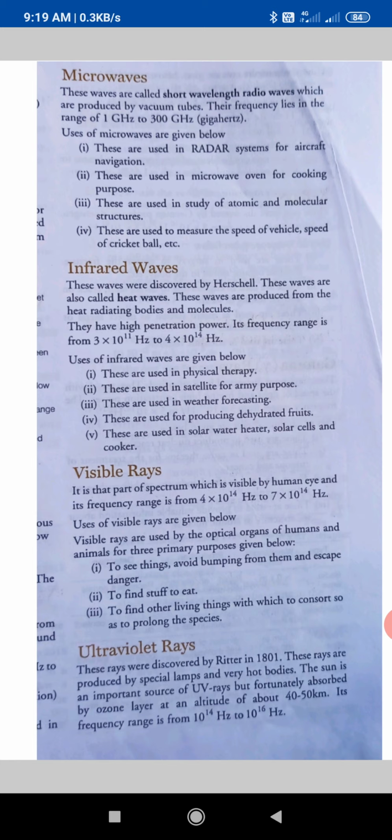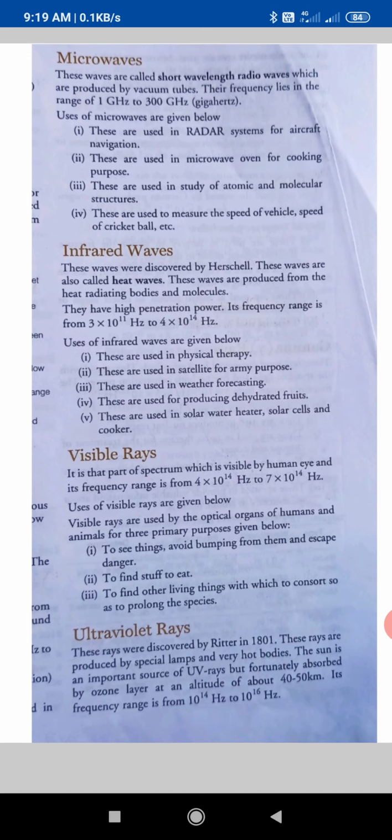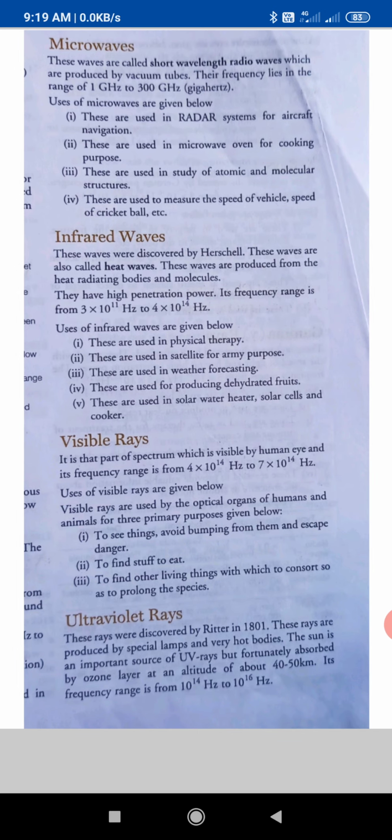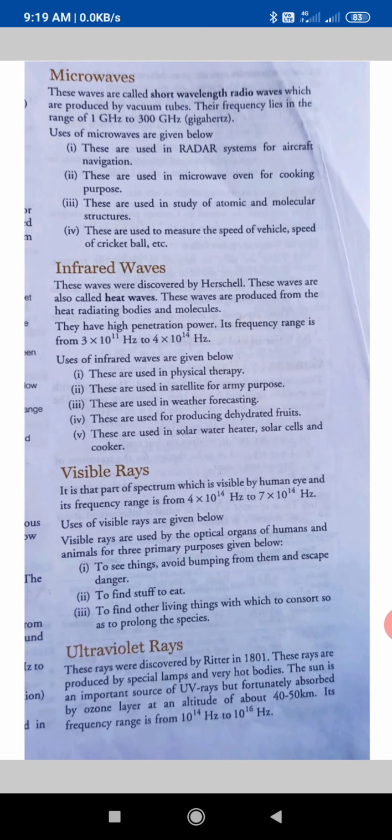Some uses of infrared waves are: first, these are used in physical therapy. Second, these are used in satellites for army purposes. Next, these are used in weather forecasting. These are used for producing dehydrated fruits. These are used in solar water heaters, solar cells and cookers.